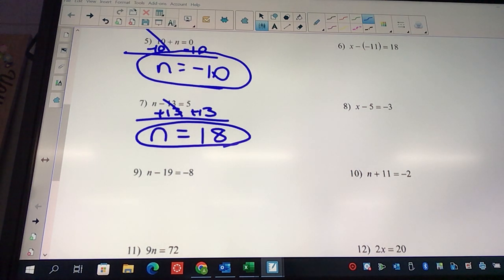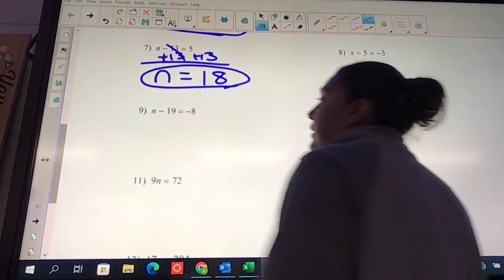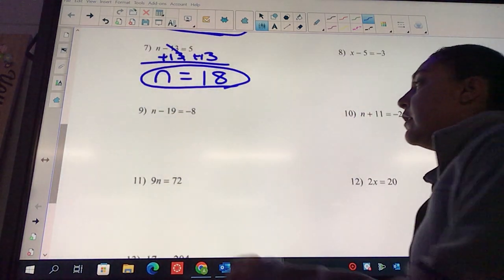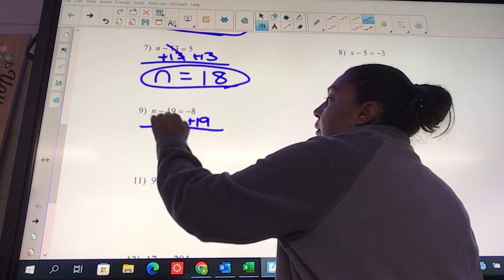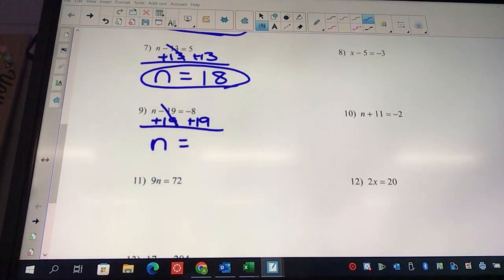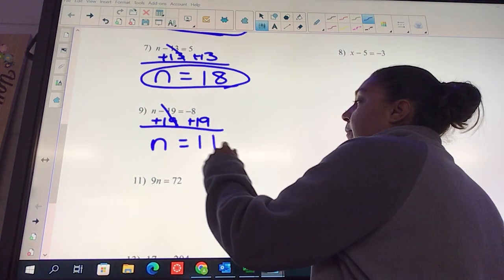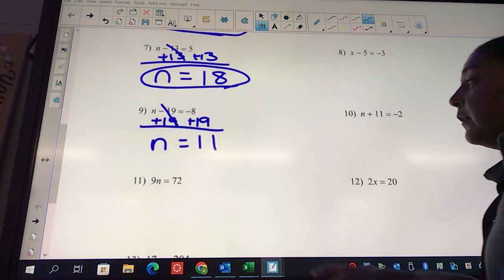Okay, number 9, I got n minus 19 equals negative 8. What needs moved? The 19. Okay, how do I move a minus 19? Plus 19 on both sides. For most of you, I would probably use the calculator. But what is negative 8 plus 19? 11? Somebody agree? I agree.